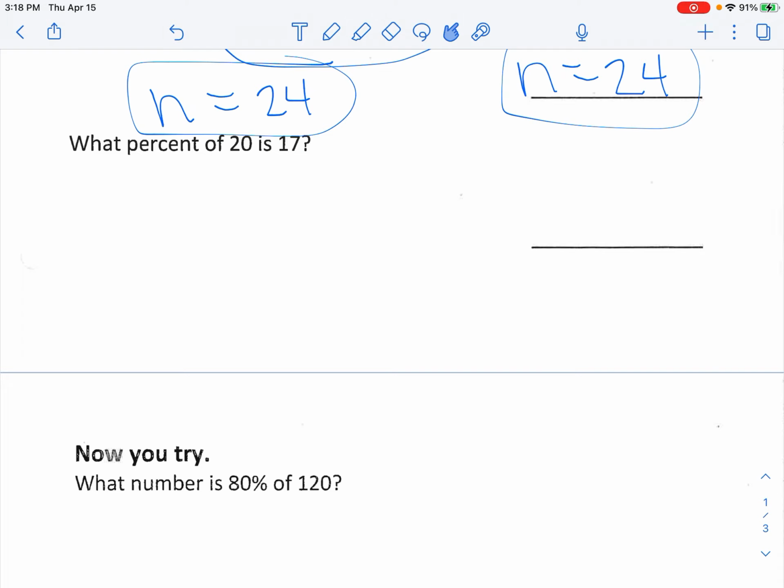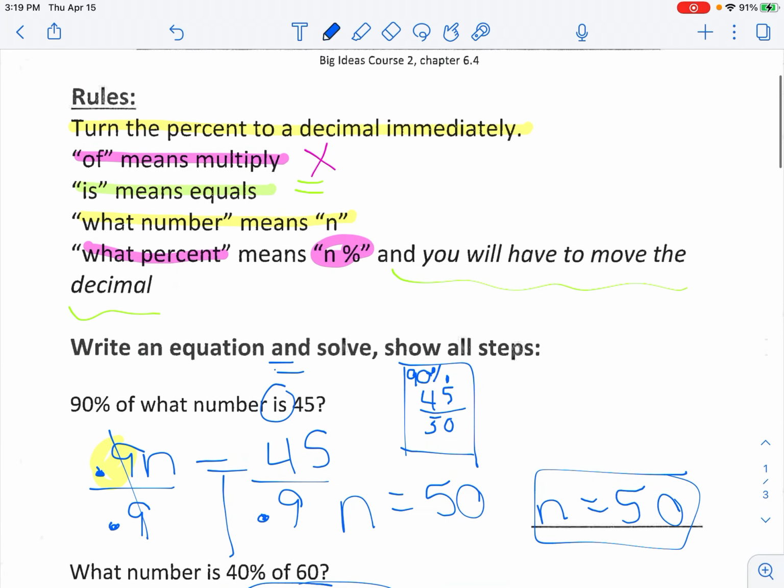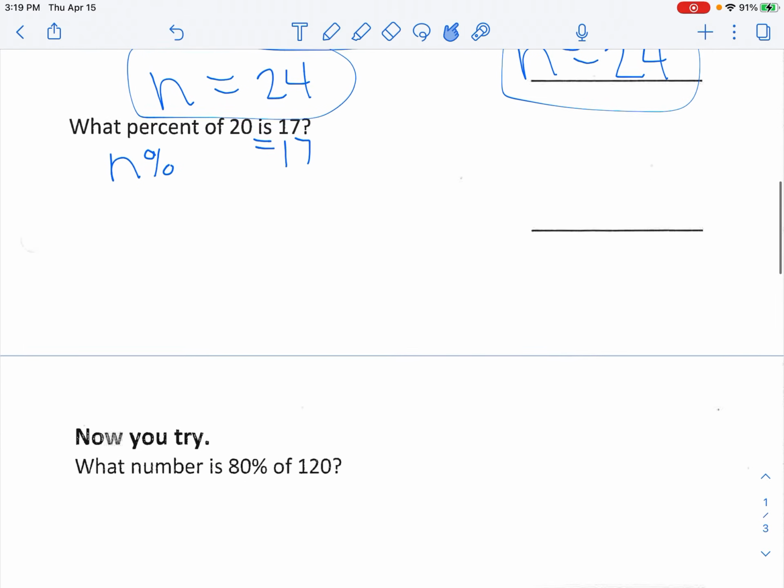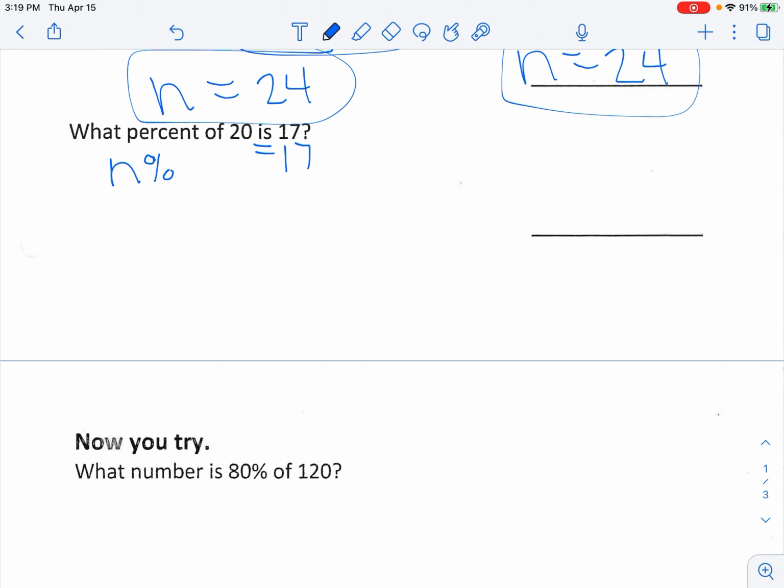What percent of 20 is 17? Remember, is where your equal sign goes. So something equals 17. What percent? So n%, if you go back up to the rules, remember where it said what percent? If you see those words in the question, what percent means n%. So n%, what percent of 20? N% times 20 equals 17.